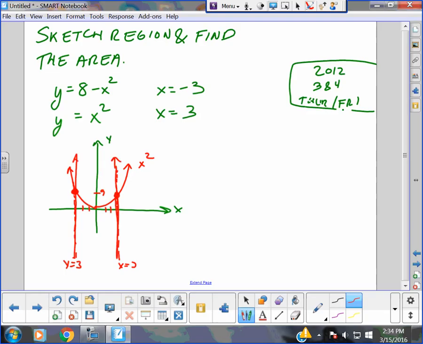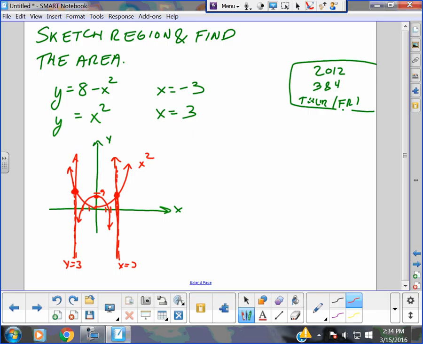Alright, now the hard one: 8 minus x squared. If this is 9, 8 is here. When you put in 0 for x, you get 8. We're going to end up with some regions. Now, the problem here is, where are the regions?